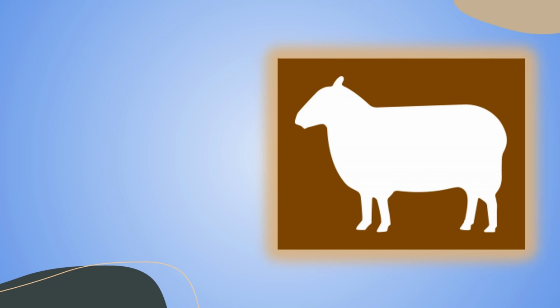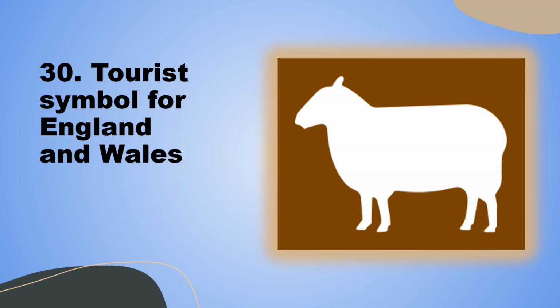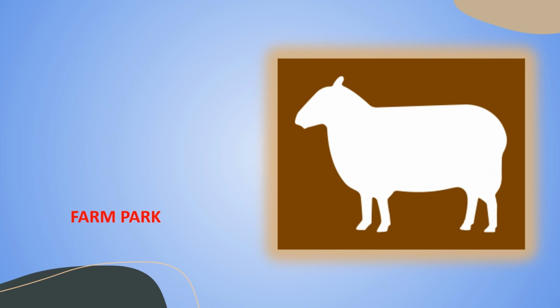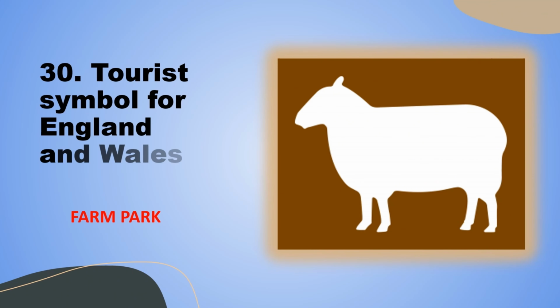Next sign, this is a tourist symbol for England and Wales. And hello, sheep. Let's see what this sign means. The sign means that this is a farm park. So this is not only a farm, but considering that this is on a brown background, it's a park, which means that you can go and visit this park. So it's a farm park, an animal park. So you go to this park and you have farm animals on there which you can visit.